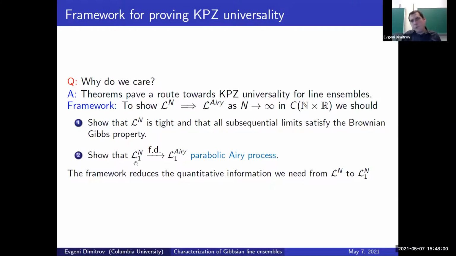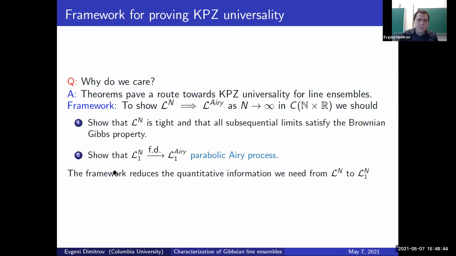You still need, however, some type of quantitative control, and that is the second point here. So in the framework, you want to show that the top curve of your discrete line ensemble converges in the finite dimensional sense to the parabolic Airy process. Now, if you have these two conditions satisfied for some sequence of discrete line ensembles, then condition one will tell you that your sequence is tight. So you have subsequential limits. And moreover, for any subsequential limit, you note it has two properties. The first one is that it has the Brownian Gibbs property. And the second one is that it has the parabolic Airy process on the top. Now, the previous theorem that I mentioned tells you that there is a unique object that has these two properties, namely the parabolic Airy line ensemble. So all subsequential limits have to be equal to it, which together with tightness implies weak convergence.